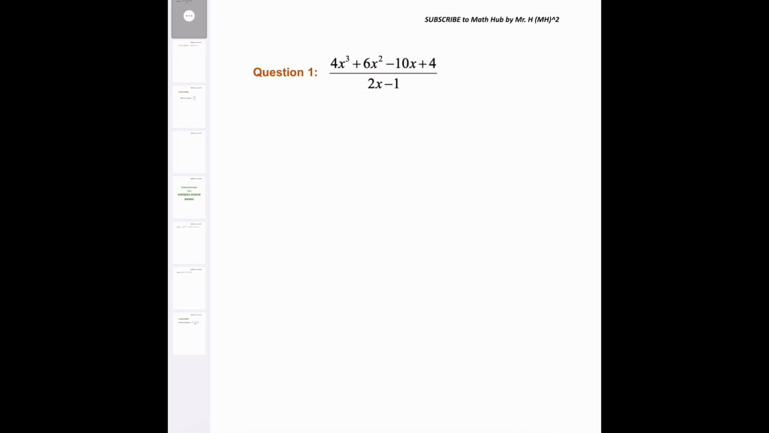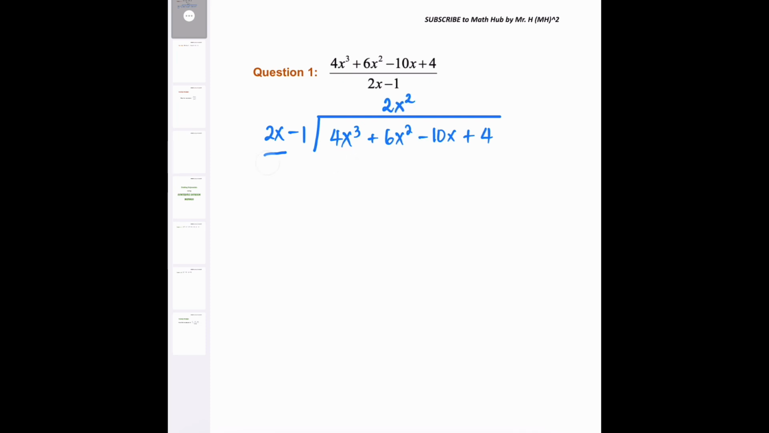So first, what we need to do is to rewrite the given: 4x cubed plus 6x squared minus 10x plus 4 divided by 2x minus 1. Alright, so the first thing we need to do is to divide the first term of the dividend by the first term of the divisor. So we have 4x cubed divided by 2x, which is 2x squared.